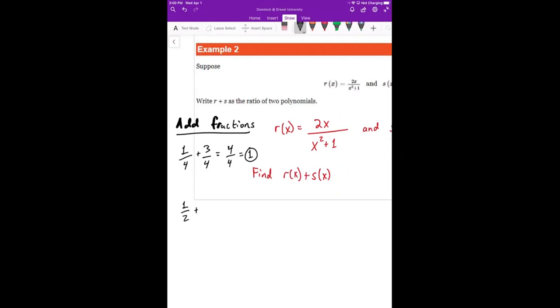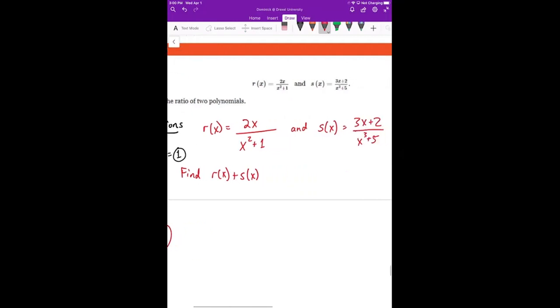Now, if you want to add two fractions that have different denominators, then what you need to do is find a common denominator, right? So in this case, you'd have to multiply top and bottom by 2, and you get a 2 over 4 plus 1 over 4. Now we're in the same boat as before, where you just add the tops now. All right, so that's sort of the logic that we want to use here, right?